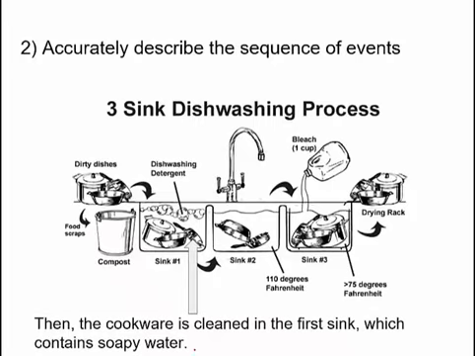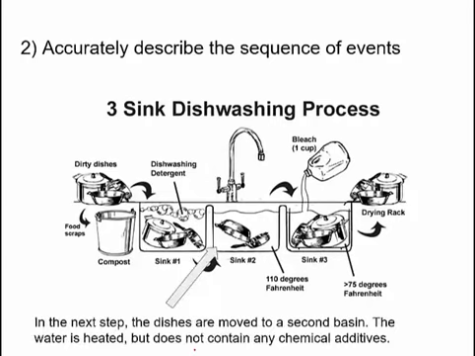So in the first sink, then, okay, there's our transition word. The cookware is cleaned in the first sink, which contains soapy water. All right, next, in the next step, the dishes are moved to a second basin. The water is heated, but does not contain any chemical additives.